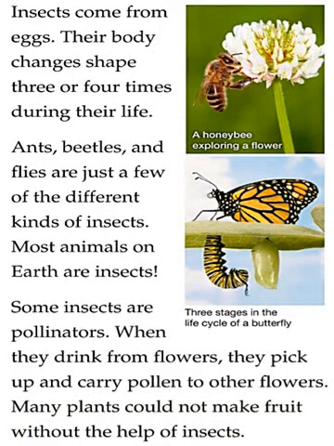Insects come from eggs. Their body changes shape 3 or 4 times during their life. Ants, beetles, and flies are just a few of the different kinds of insects. Most animals on Earth are insects.